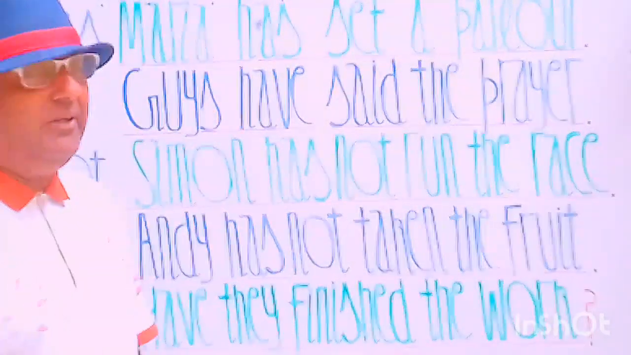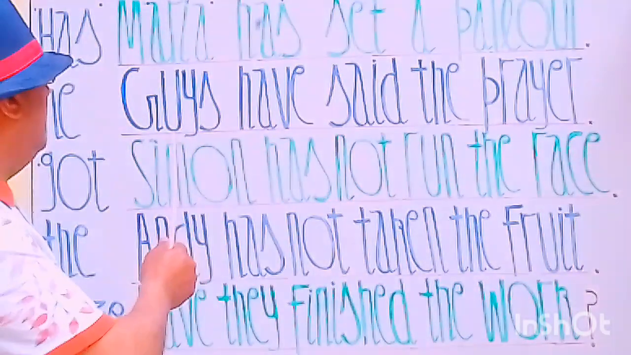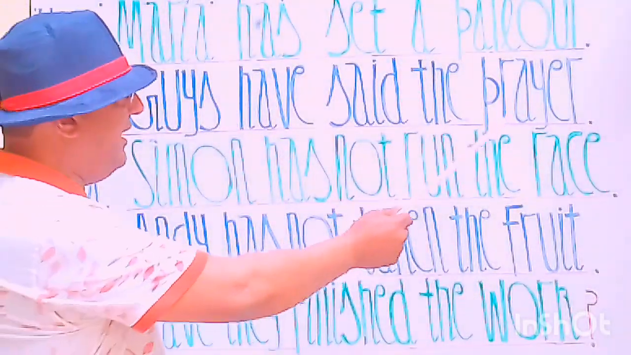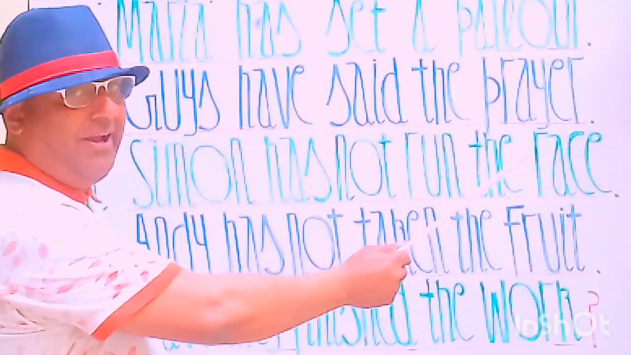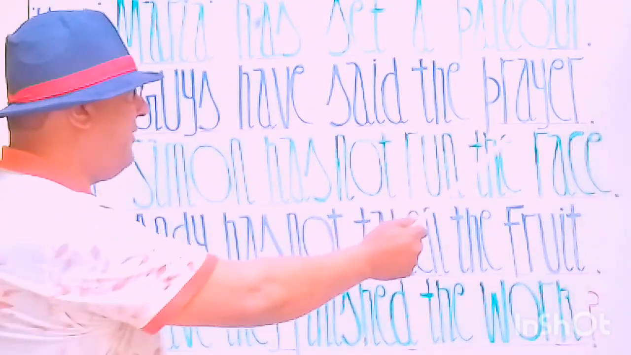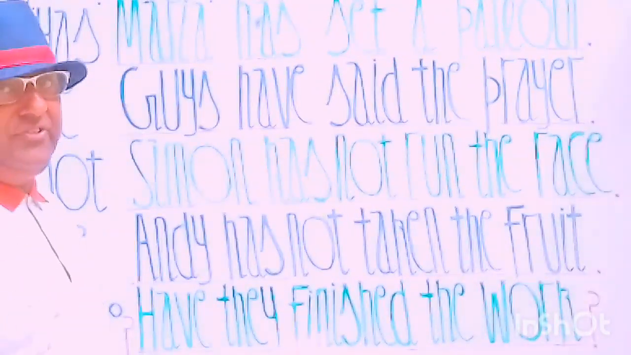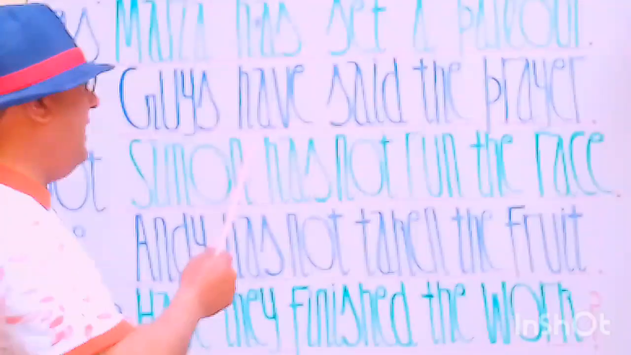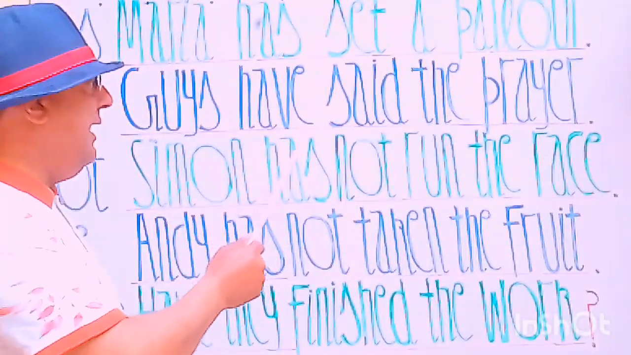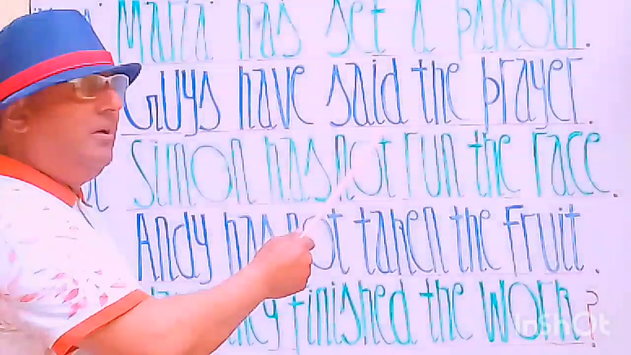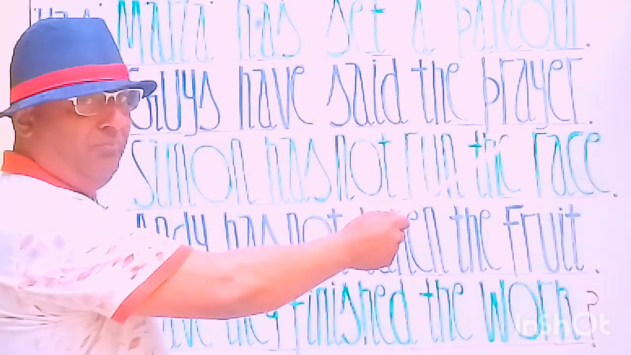Let's see the next statement. Guys have said the prayer. Guys is a subject, it's a plural noun, and have is a helping verb, and said is a third verb form, and the prayer is an object.